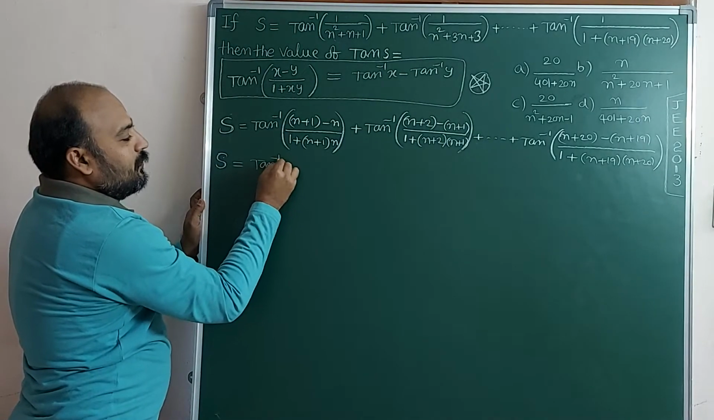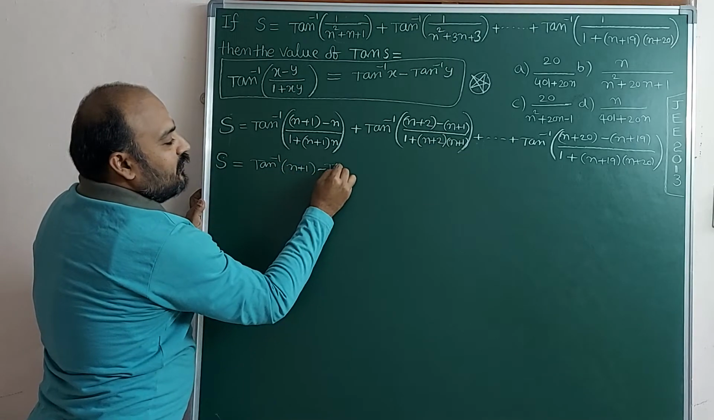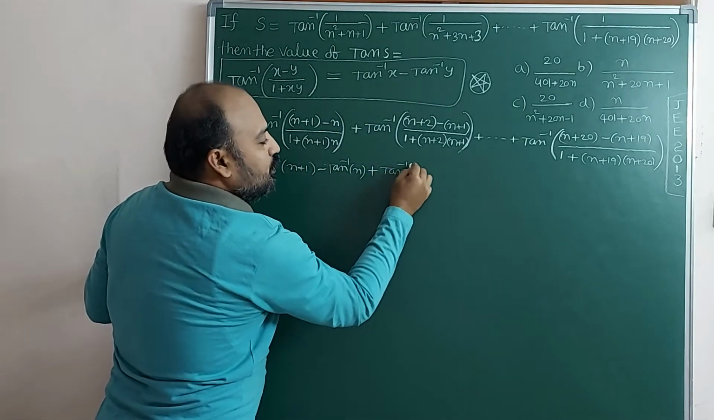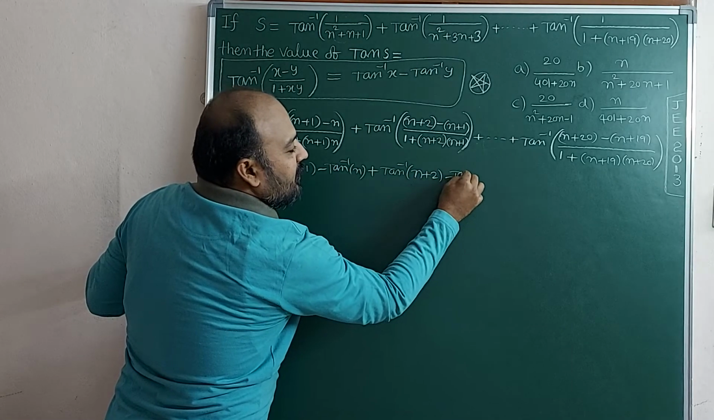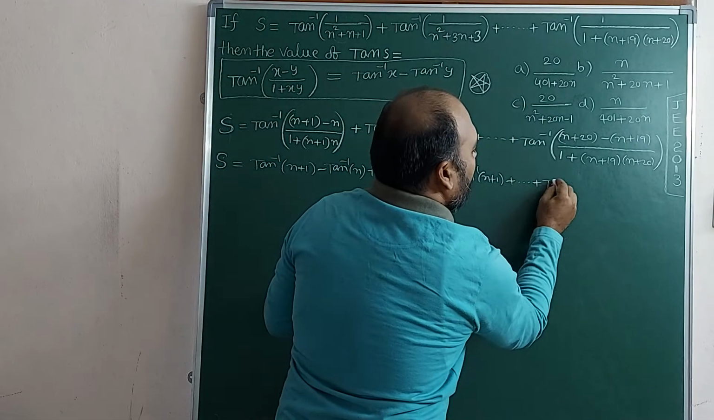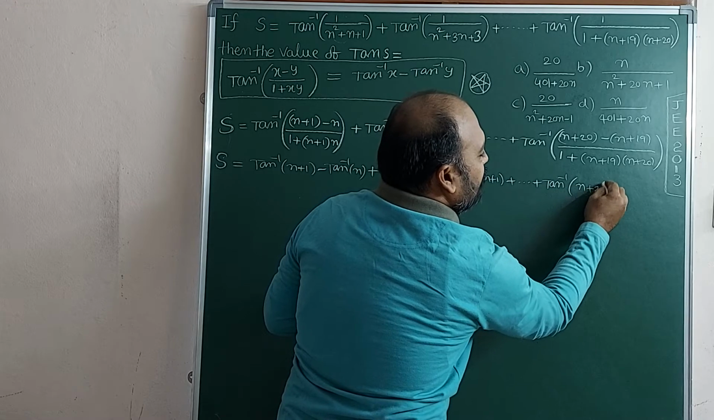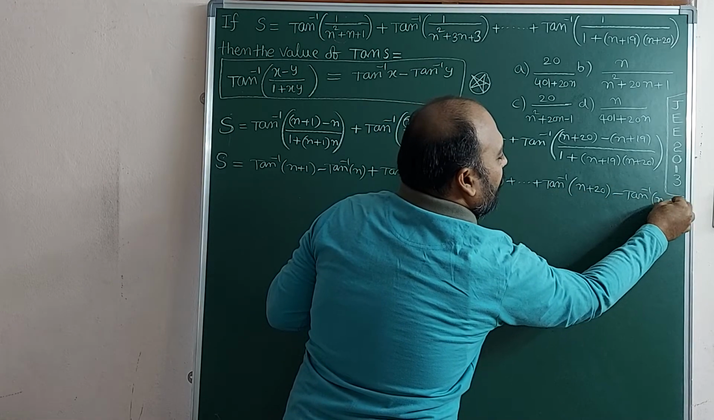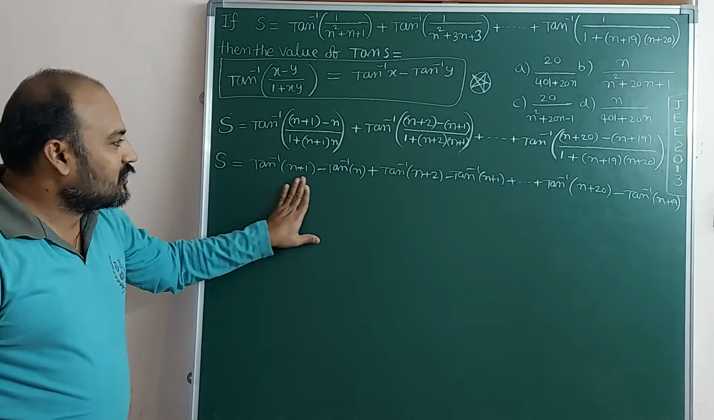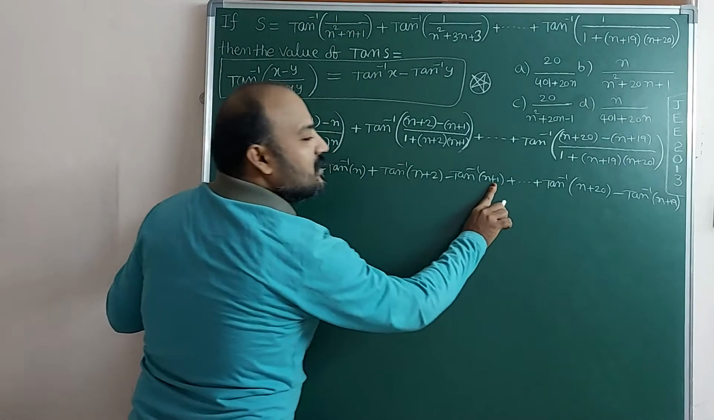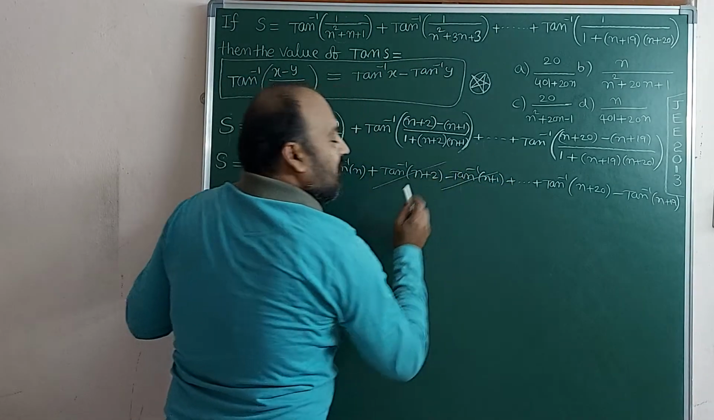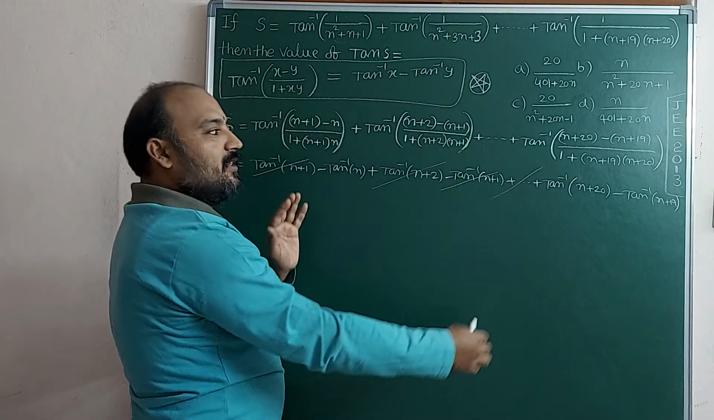So by using this inverse trigonometry formula, S equals tan inverse of n plus 1 minus tan inverse of n, similarly plus tan inverse of n plus 2 minus tan inverse of n plus 1, plus and so on, tan inverse of n plus 20 minus tan inverse of n plus 19. So here tan inverse of n plus 1 and minus tan inverse of n plus 1 will both be cancelled, dear students. Similarly, tan inverse of n plus 2 will be there and that will be cancelled.